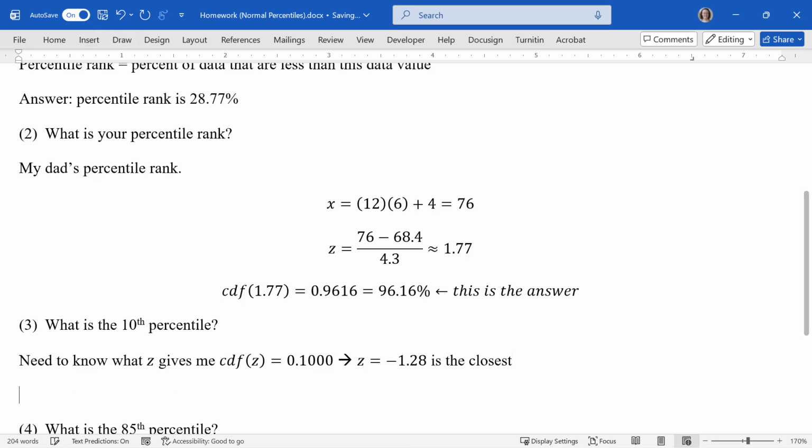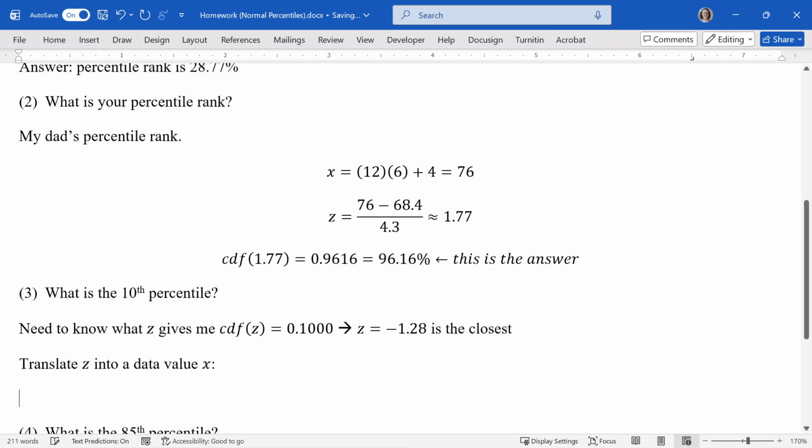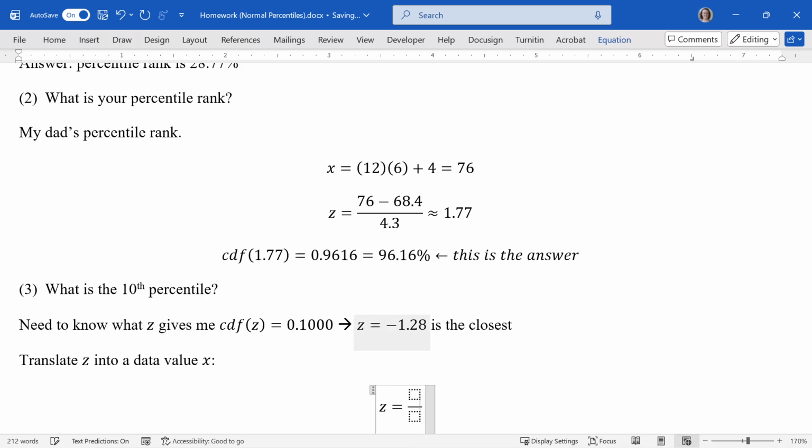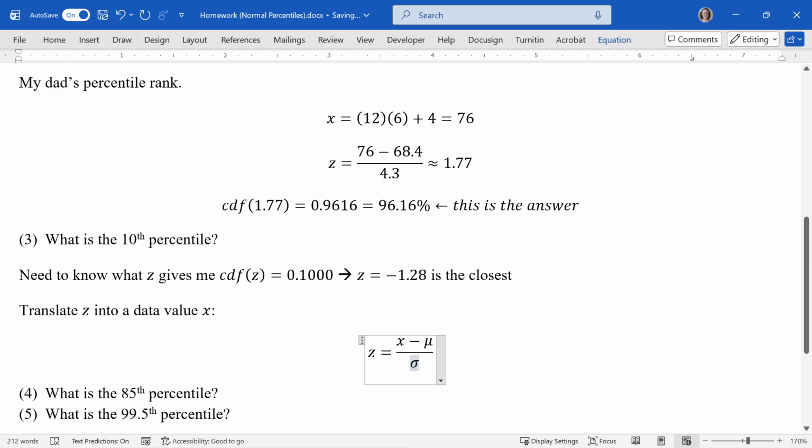Now I just need to translate z back into a data value x. And there is a formula for doing this. Sometimes people will use this formula, maybe because it's the only one they have memorized. They plug in the z over here and solve for x. It's just a linear equation, so you can solve it in two steps. But you don't even need two steps, because there is another formula that is already solved for x.